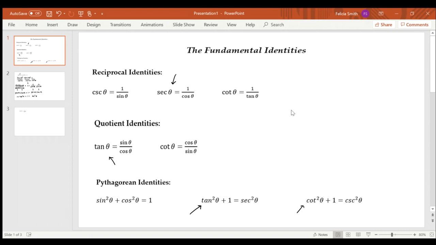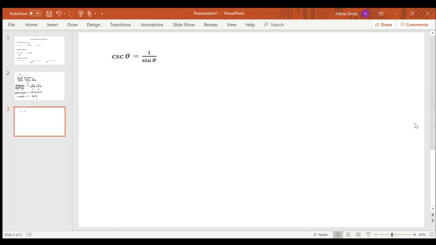So let's take a look at one more example. I'm going to use one of my reciprocal identities, the first one that's listed. Cosecant of theta equals 1 over sine of theta. Now remember that when you're working with identities, you're allowed to manipulate these just like you would any other equation. So let's start with this one, and let's pretend we want to solve this one for sine of theta. So we want our equation to read sine of theta equals everything else.